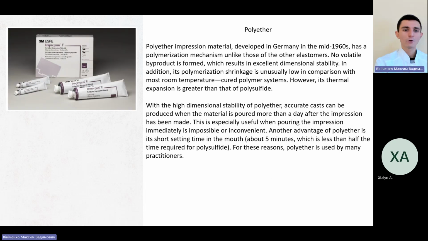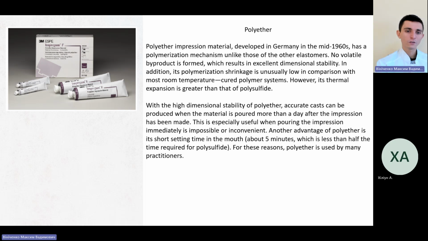Polyether. Polyether impression material, developed in Germany in the middle of the 1960s, has a polymerization mechanism unlike those of the other elastomers. No volatile byproduct is formed, which results in axial dimensional stability. In addition, its polymerization shrinkage is unusually low in comparison with most room temperature cured polymer systems. However, its thermal expansion is greater than that of polysulfide.